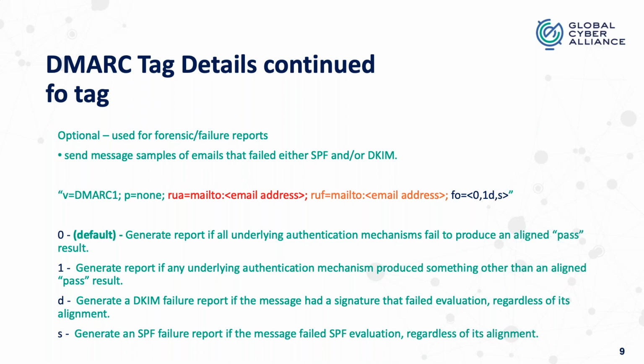So 0 is the default. So if you do not put in the FO tag, the DMARC policy will act as if FO equals 0 was present. So what it'll do is it'll send the message samples if all underlying authentication mechanisms fail to produce an aligned pass result. So if SPF doesn't have a pass and DKIM doesn't have a pass, then that's where you'll get those message samples.